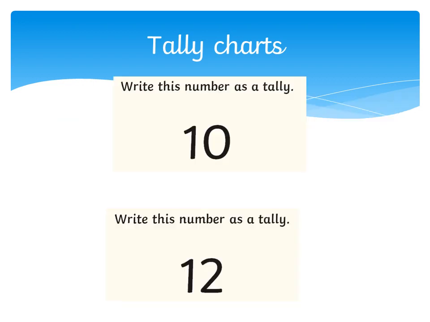So what I want you to do now is have a go at writing these two numbers as a tally. Have a go at writing the number 10 as a tally, just on a piece of paper or a whiteboard if you've got one, and then have a go at writing the number 12 as a tally. And just get an adult or someone older than you to have a look at what you've done and make sure that's right before we move on.